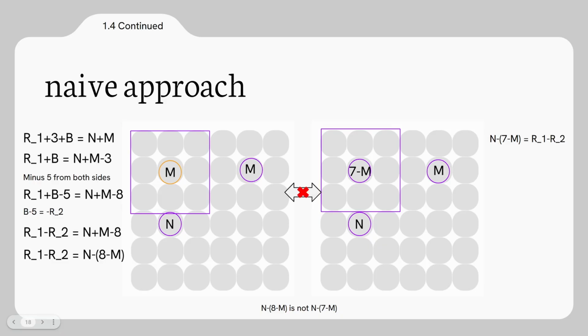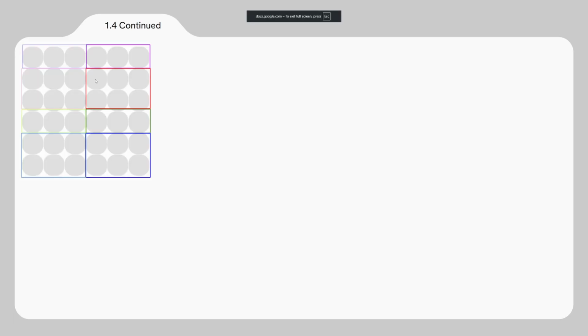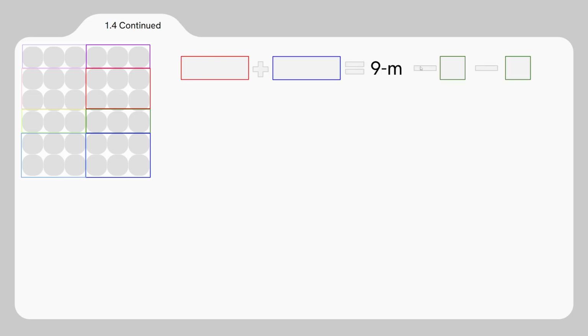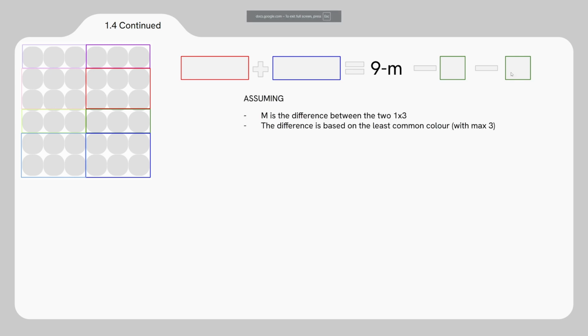Well, instead of how we were dividing it up before, we're actually going to divide it up like this. And we're going to link this red box to this blue box using the small 1x3s here and here. I'll start off with just the equation, and here's the equation here. This equation has assumptions, but it doesn't lose generality. First, we want to assume that m is the difference between these two boxes. And then we're also assuming that we're counting the least common color.